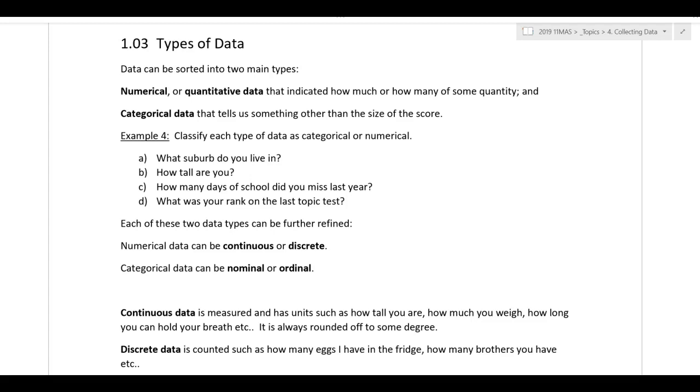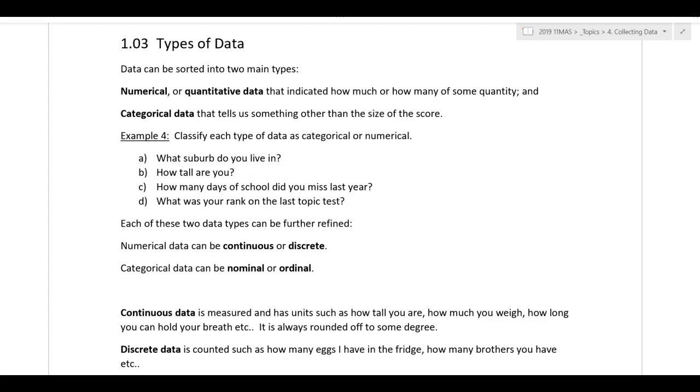So how much, how many. We can say more for both of them, but less or fewer. There's some other language that goes around that: the number of eggs or the amount of milk, depending on whether it's measured, in which case it's continuous, or whether it's counted, in which case it's discrete.